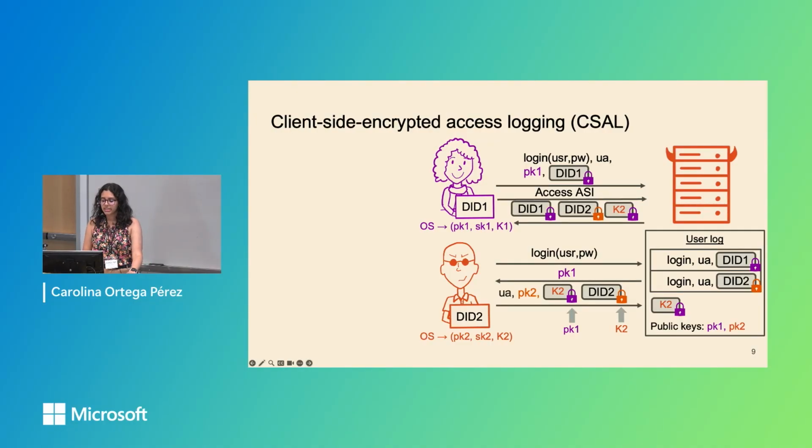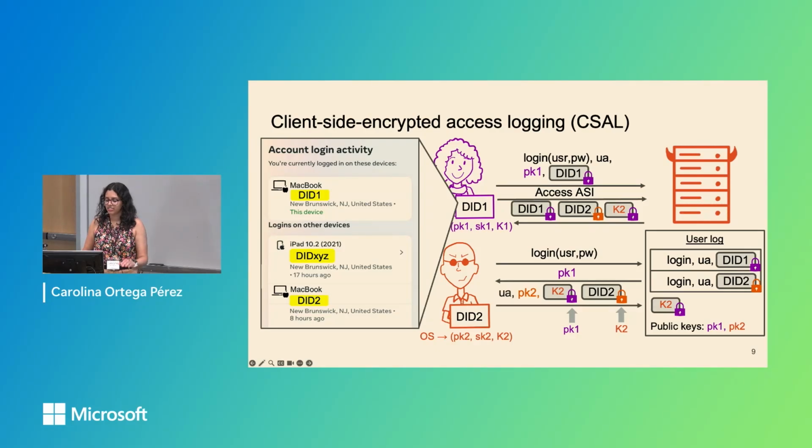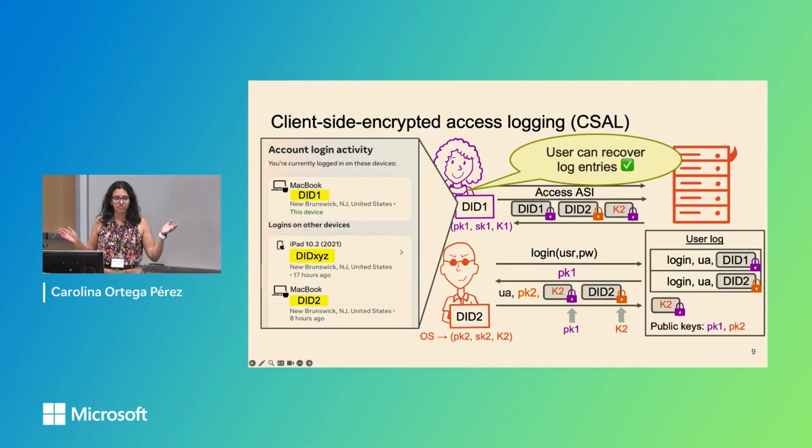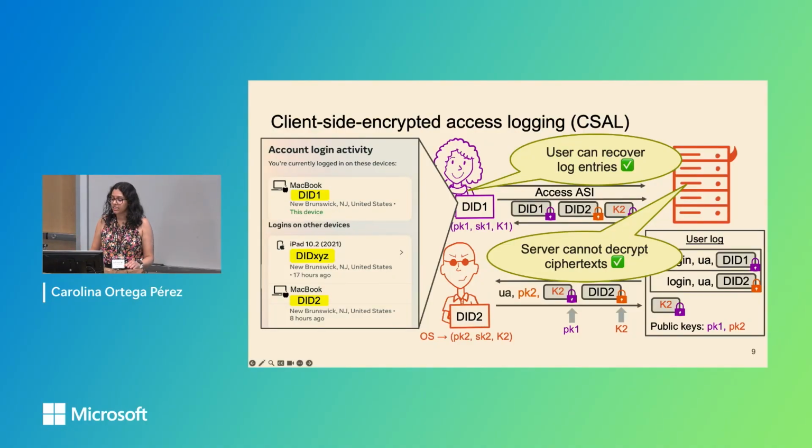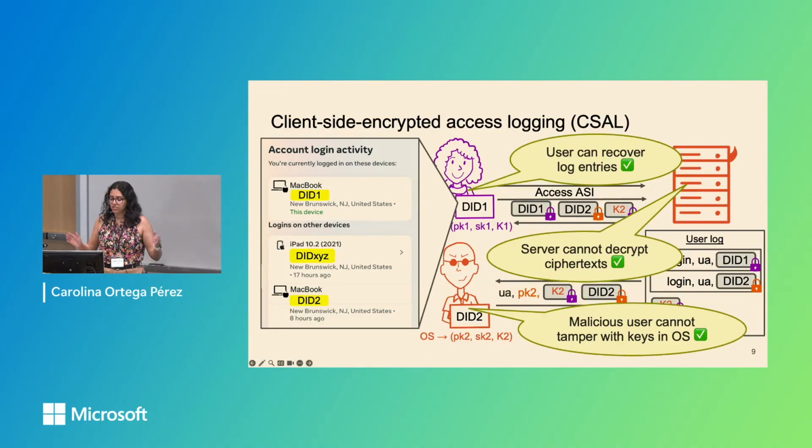And so when the user comes back online and requests its ASI, the server sends back the log of all the ciphertexts, and the user can decrypt it all and has the same view as a couple of slides before with the user identifiers. So it seems like the user can recover all the entries. The server cannot learn the device IDs because they are encrypted. And the malicious user cannot tamper with the entries because it cannot tamper with the keys, because they are in the operating system, and that part is trusted.